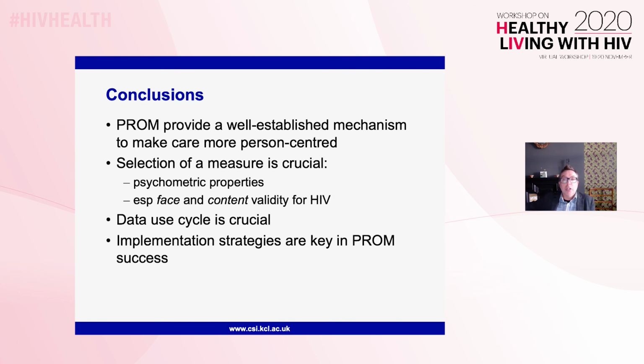So in conclusion, we know from the evidence from across health conditions that PROMs provide a well-established mechanism to make care more person-centered. If you routinely enable people to discuss what matters to them, you can quickly focus down on their main symptoms and concerns. Selection of a measure is absolutely crucial. You need adequate psychometric properties. That work I showed you around Rothrock and the COSMIN guidance is absolutely crucial.